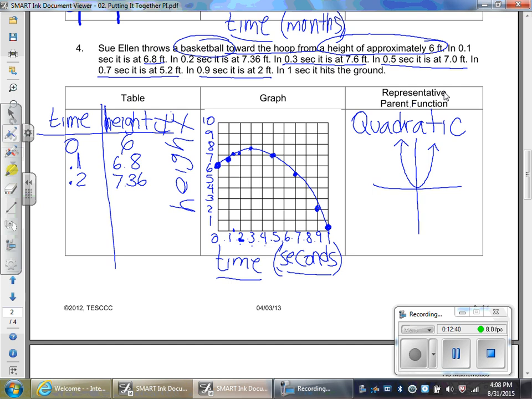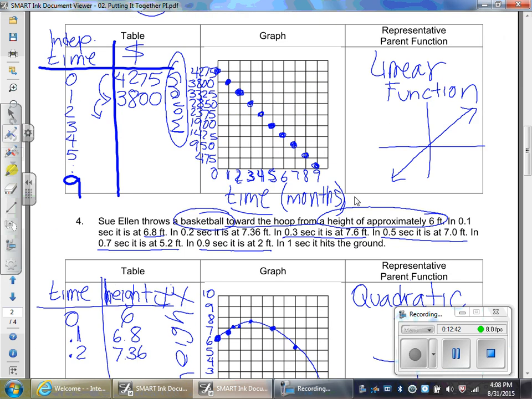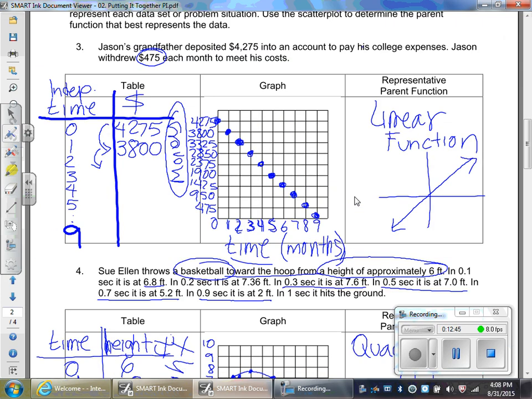To the contrary of that problem, if we go back to problem number 3, we decided to not connect them because Jason was only allowed to withdraw $475 each month, once a month. So for that one, it didn't really change. The amount after the first and the second month was the same. We're not going to worry about what happened at 1.5 months because the amount did not change.